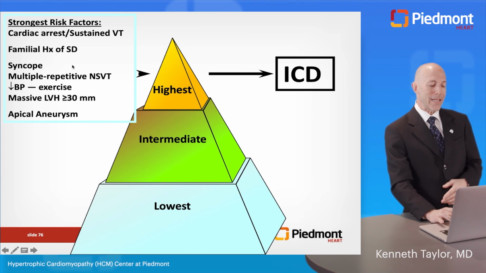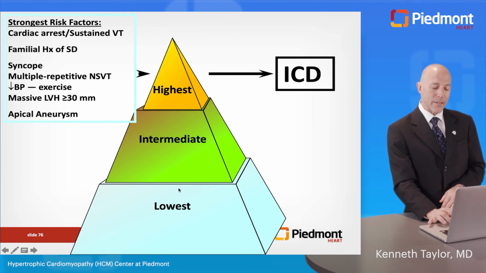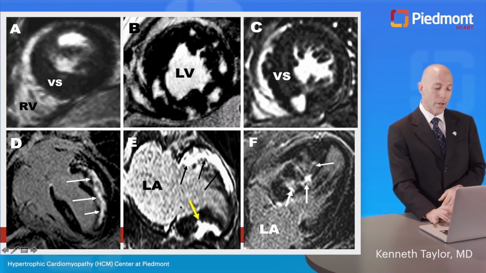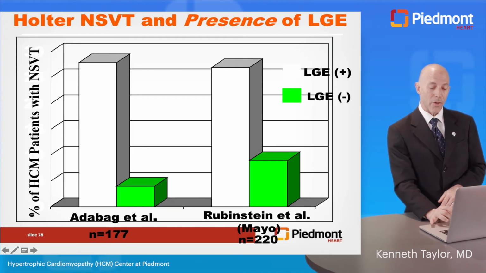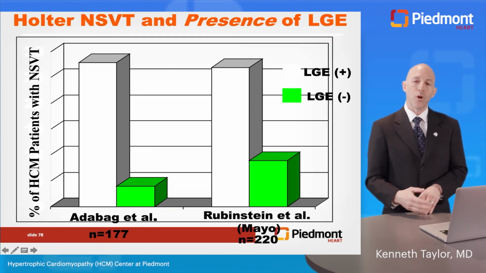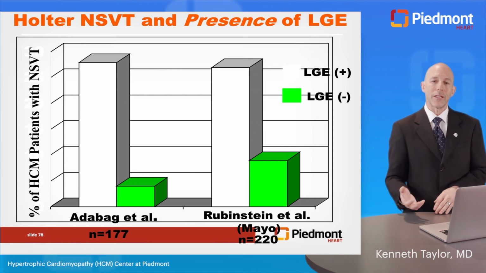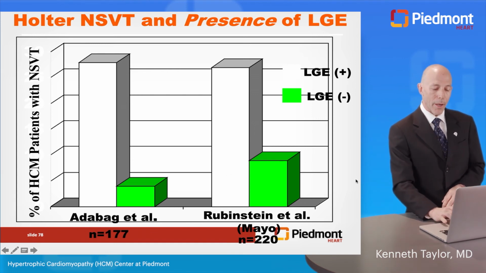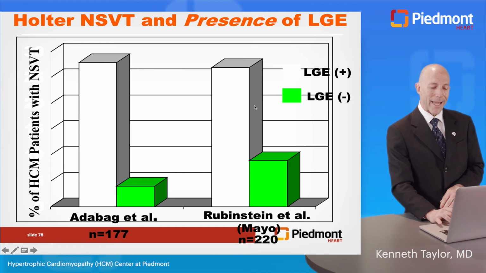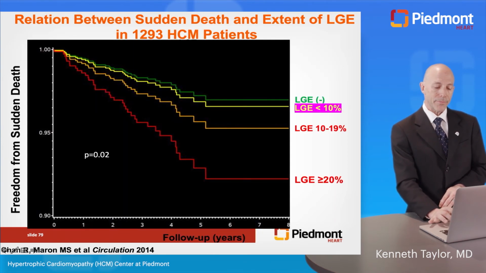And so we can use these clinical features to put people into the highest risk, and those in the highest risk we evaluate for defibrillators. And those people at the lowest risk, of course, we can just follow. It turns out that MRI and this concept of late gadolinium enhancement has helped us with this assessment. And what we see is that the more scar tissue you have in your heart, the more likely you are to have arrhythmias. So this correlates late gadolinium enhancement with degree of non-sustained ventricular tachycardia.